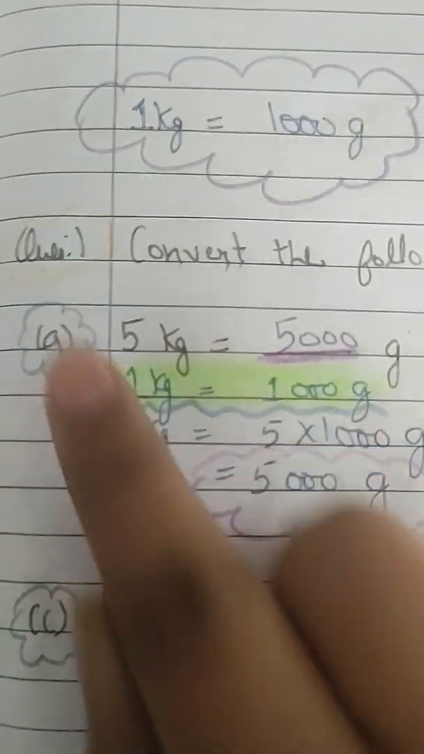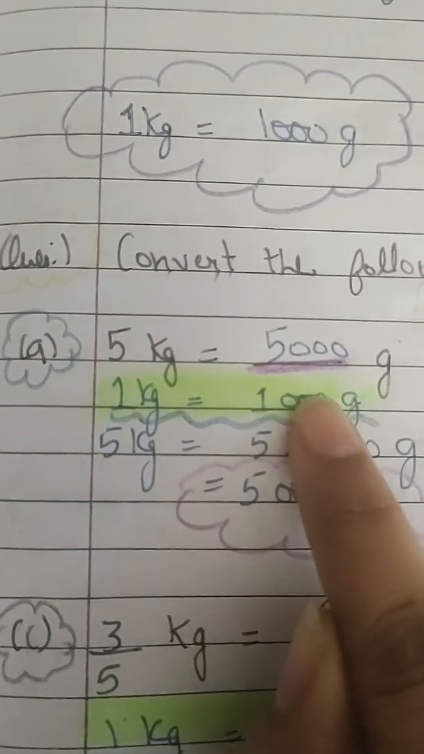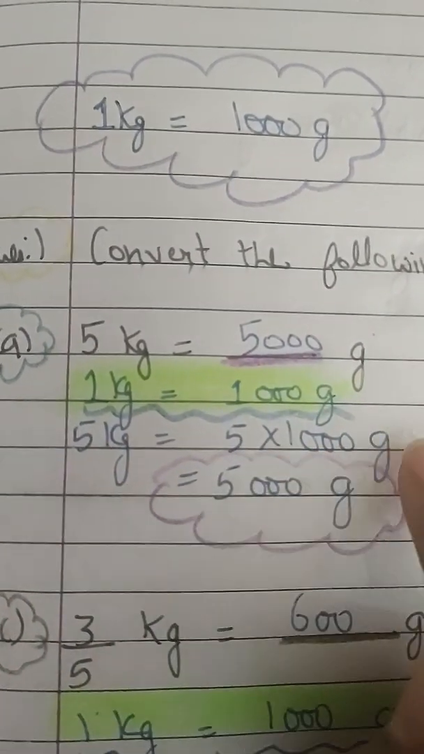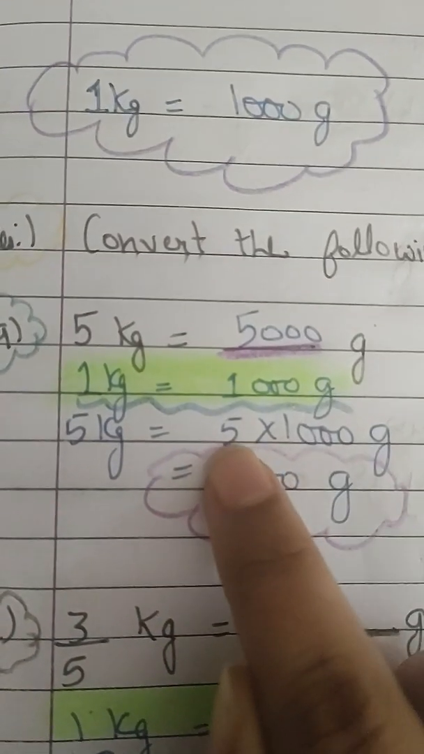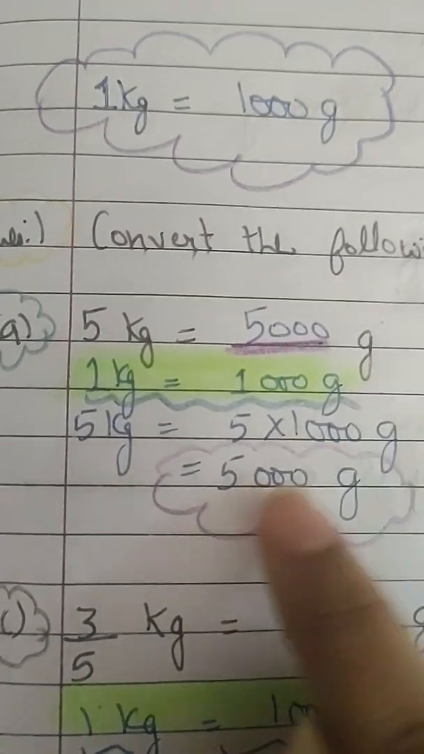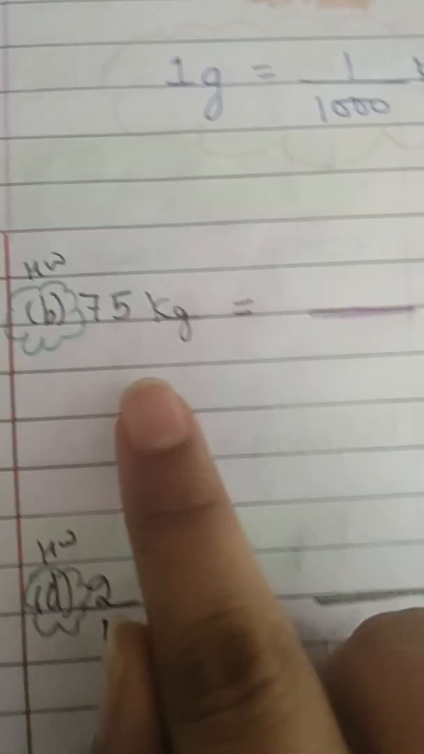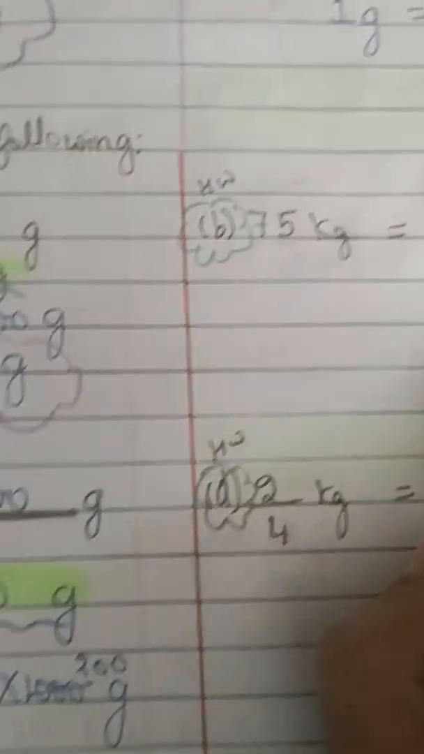Then you will bring this 5 kg here. 5 will multiply with this 1000. So it will be 5 multiplied by 1000. So the answer will be 5 ones are 5, all three zeros you have to write down. Okay. So similarly I have given you this question as homework. 75 kg is equal to dash gram. I hope this both are same, so you can do it.